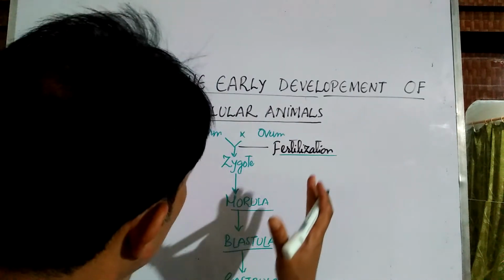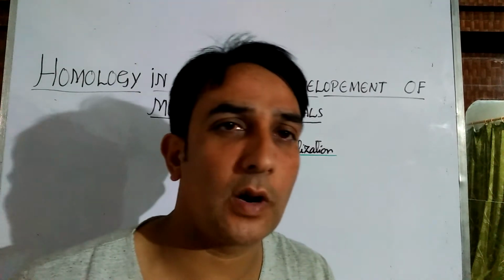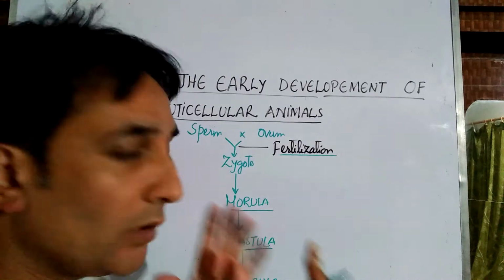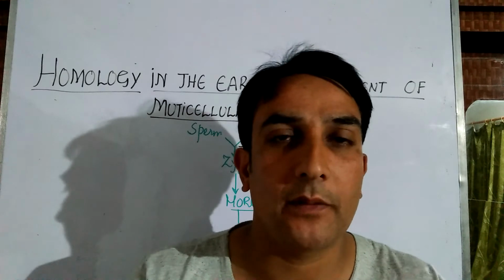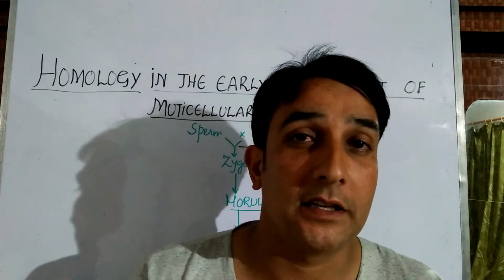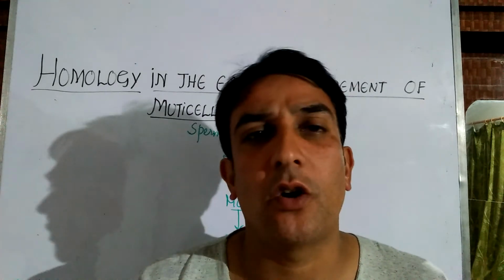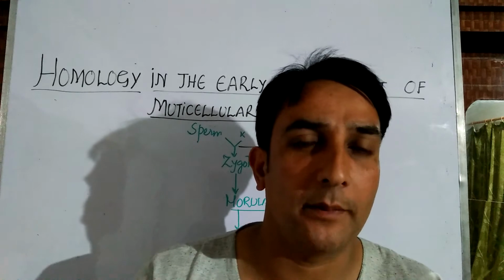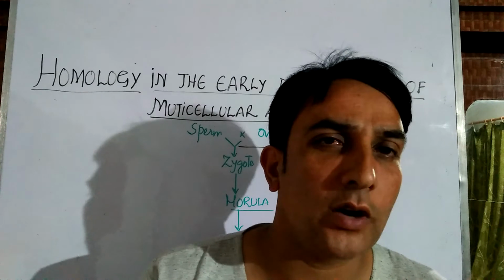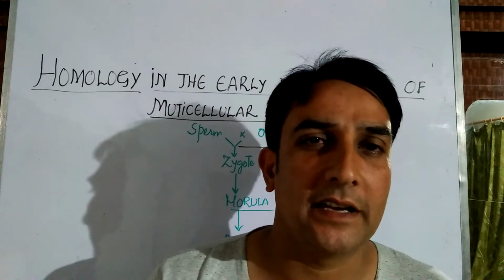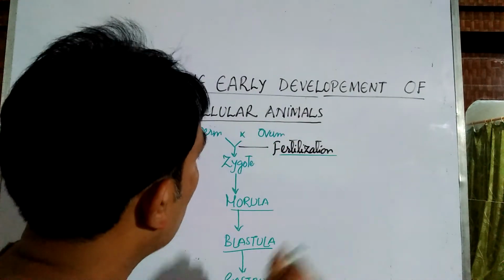Now, why is there a strong homology in this developmental pattern? It is the point to be understood over here. If sexually reproducing animals are of different organizations, or of different structural plans, then why is there so much homology in the early embryonic development? It means all the sexually reproducing animals start their life from a zygote, and later on the zygote by cleavage forms a solid ball of blastomeres which we call morula.